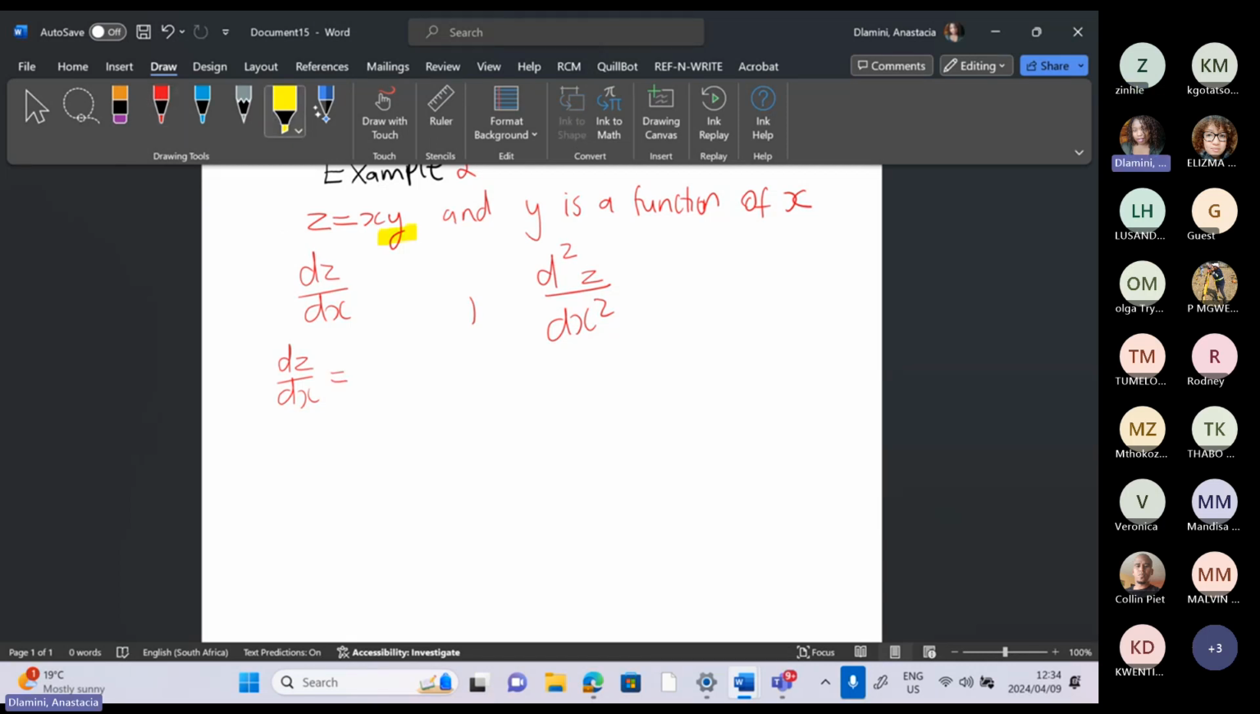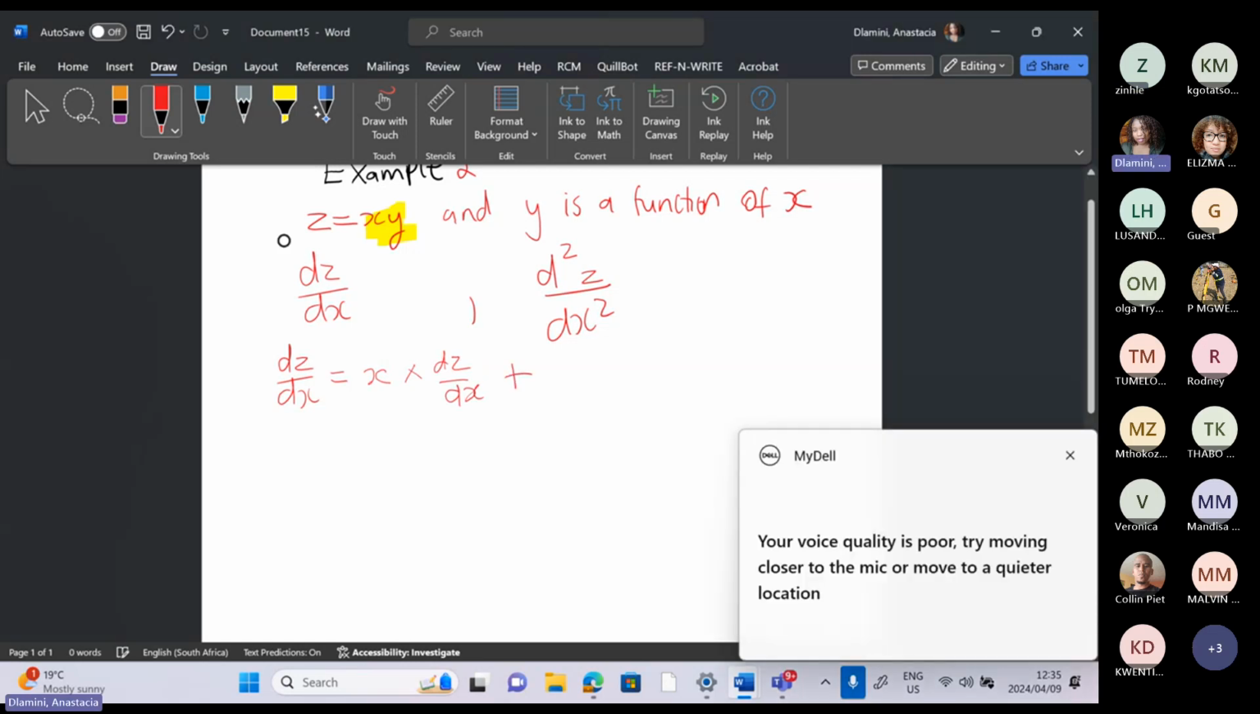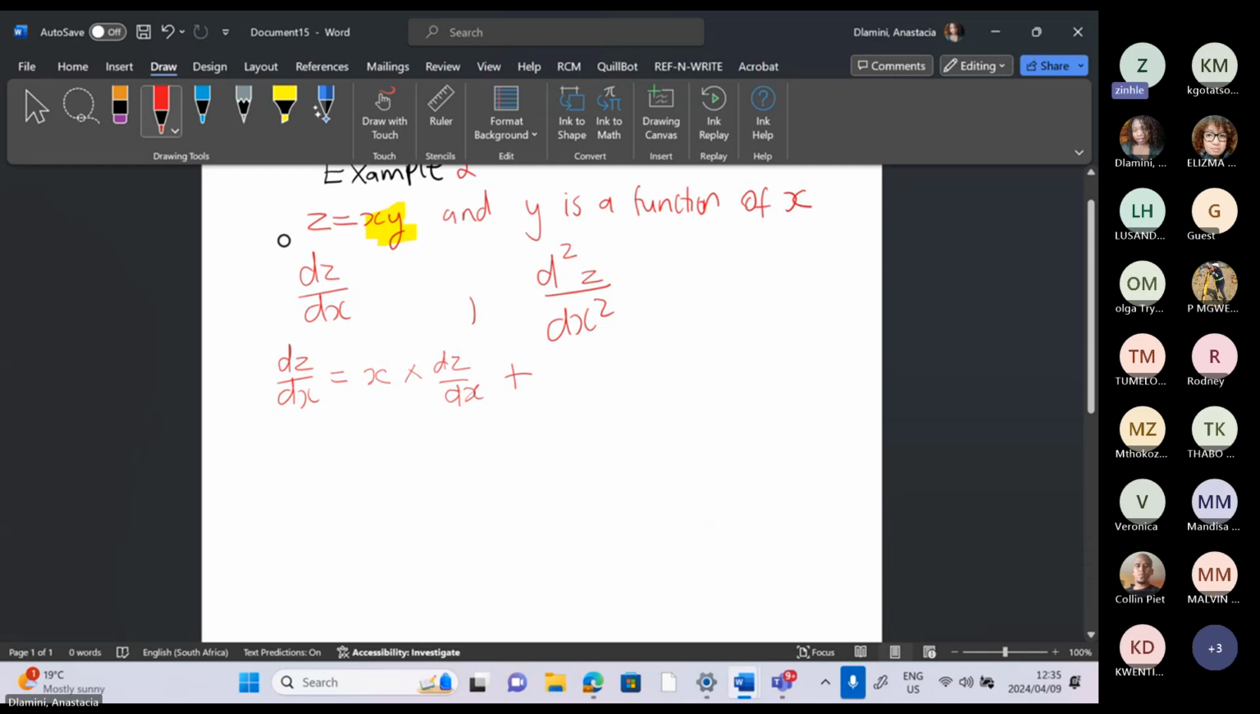Which rule are we applying here? The product rule. Thank you. So can I please have the answer? It's x times 1, dy/dx, plus y times 1.